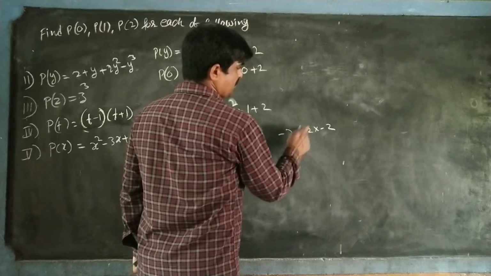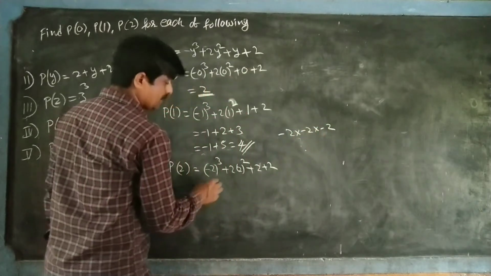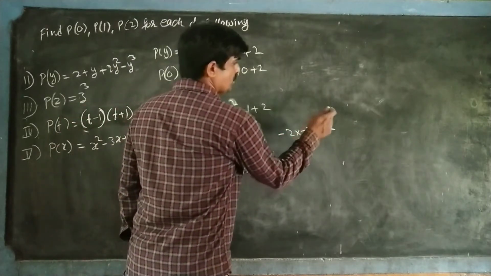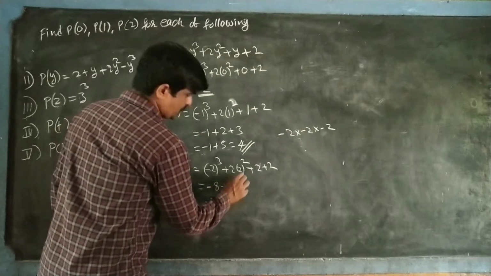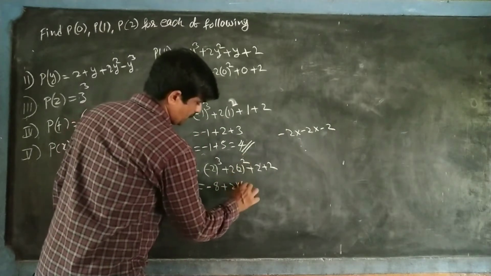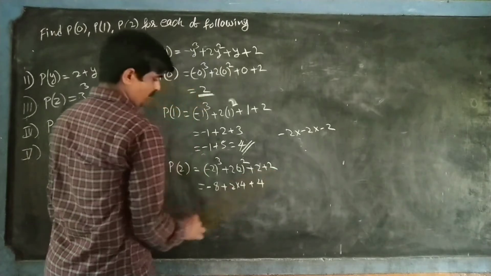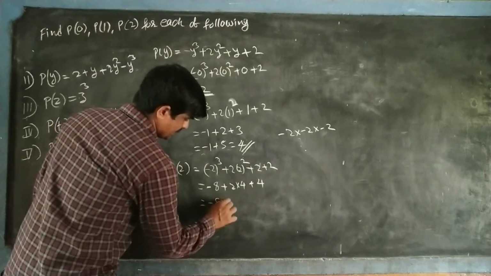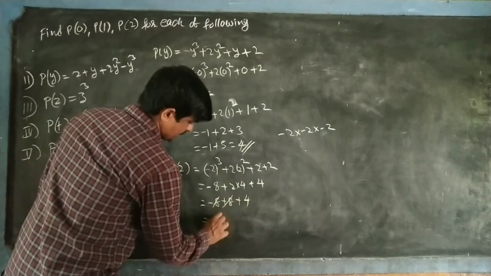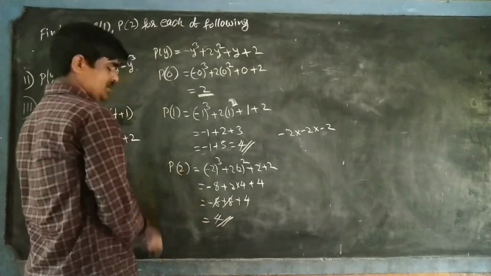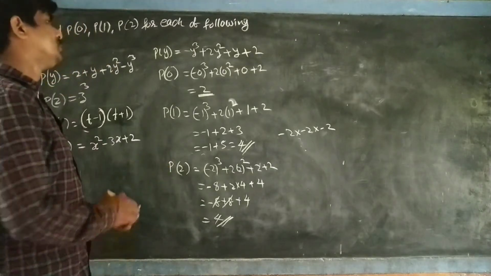Minus into minus is plus, plus into minus is minus: minus 2 twos are 4, 4 twos are 8. Plus 2 into 2 power 2 means 4, plus again 4, 2 plus 2 is 4. That is equal to minus 8 plus 8 plus 4. The 0 gets cancelled. Answer is 4. The value of p of 2 is 4.